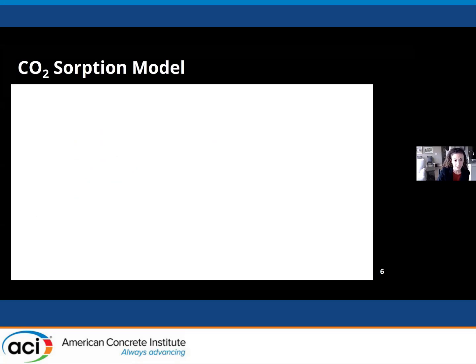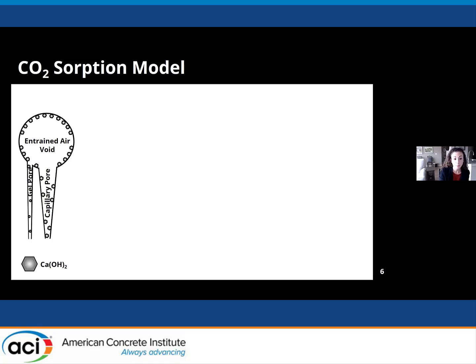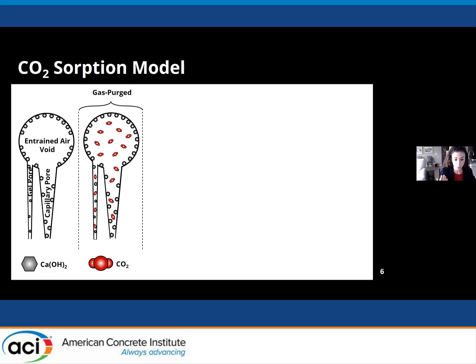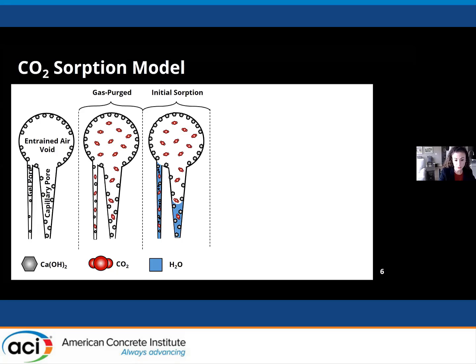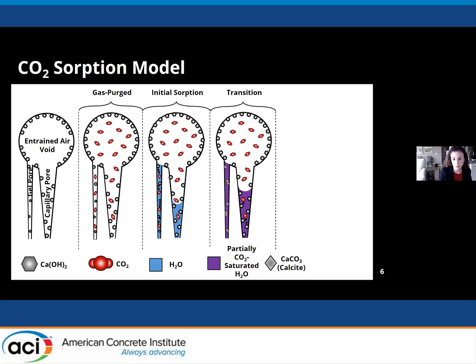Here is a very simplified model of our pore system. We have a gel pore and a capillary pore, tapered just to represent slightly different pore sizes, and they're connected to our larger entrained air void system. It's lined with calcium hydroxide. What I did was purge the system with CO2 and then bring water in contact with these samples, and the initial sorption process took over. So water was absorbed into those smaller pores, but then what we believe was happening is that there was this transition point where a couple of things are happening.